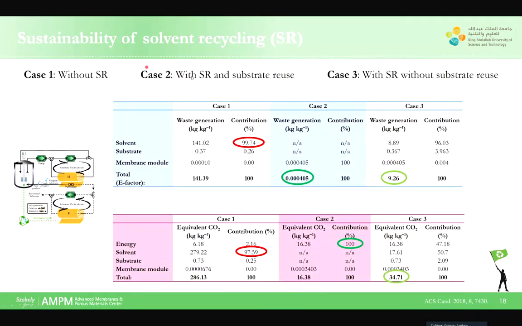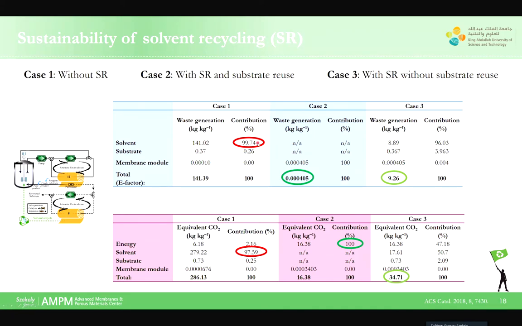Case number 2 is when you apply solvent recovery, so you do have a second stage, and you reuse the substrate that you're recovering from the second stage. And in some cases, when the substrate is not pure enough and you want to meet pharmaceutical quality, you can recover it, but you cannot reuse the substrate because it's not pure enough. So in that case, you have to discard it, and this is case number 3.